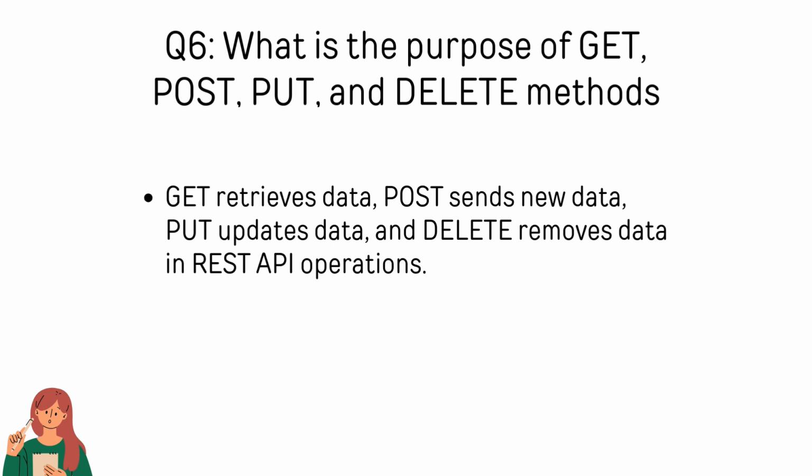Question 6. What is the purpose of GET, POST, PUT, and DELETE methods in REST API? GET is used to retrieve data. POST is used to send new data. PUT is used to update the existing data. And DELETE is used to remove the data.